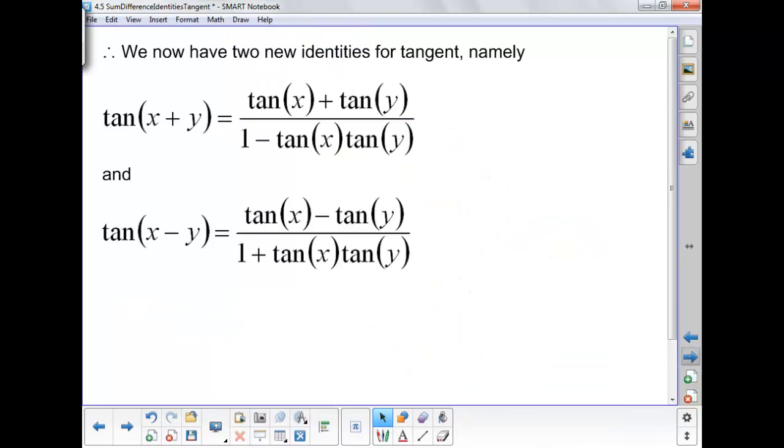What we now have are the following two new identities. Okay, so this brings to the total 6 different sum and difference identities, 2 for cosine, 2 for sine, and now we have 2 we can use for tangent. Right, so what we're going to now do is incorporate these two new identities into some examples that are similar to what we've looked at the last couple of days.